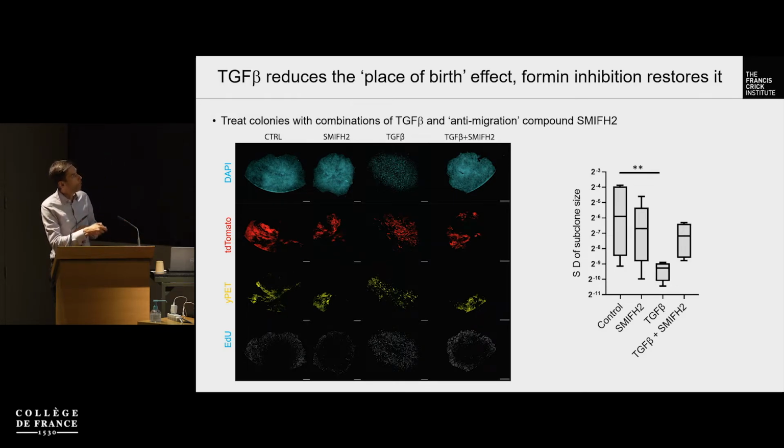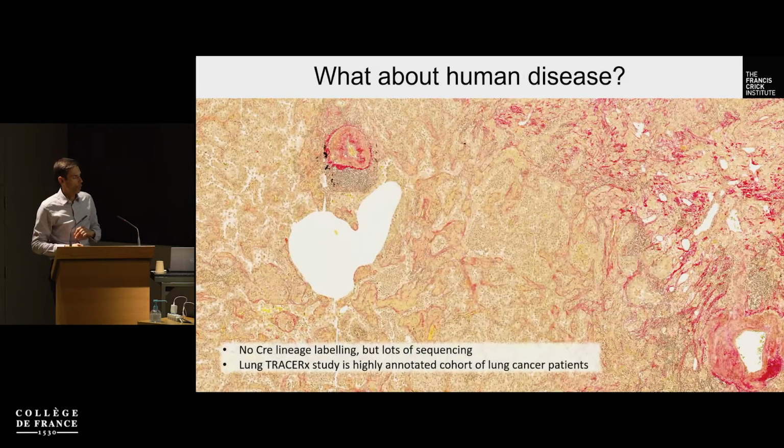Also, if we now do the labeling, what you can see is that TGF-beta reduces this spot and streak pattern that you can see here. It leads to more proliferation in the interior, and this place of birth effect, as measured by the standard deviation of the subclone size, is dramatically reduced if we treat these tumour colonies with TGF-beta. And this can be partially reversed if we block the migratory dynamics by interfering with the function of the formin moderators of actin polymerization.